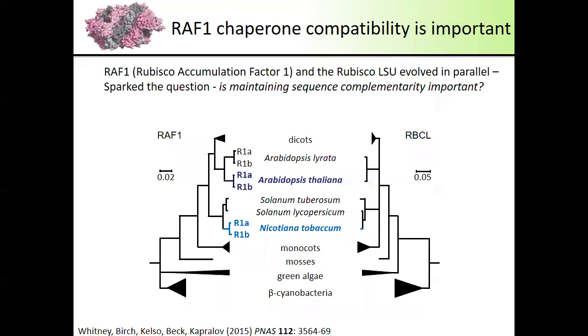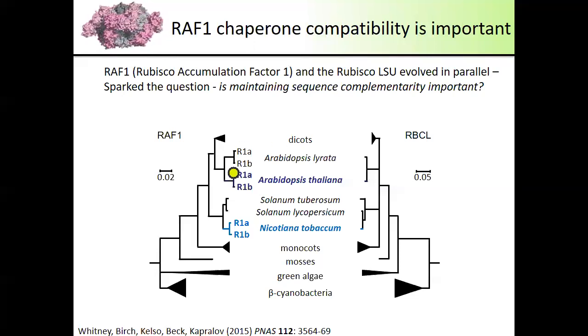One of those, which is called Rubisco accumulation factor 1, when we looked at its phylogenetic tree and compared it to Rubisco large subunit, we found that they're almost a mirror image of each other. So this made us think that, hey, hold on, this sort of suggests that they've evolved in parallel. Okay, so that sort of indicates that there's some complementarity requirement to be maintained.